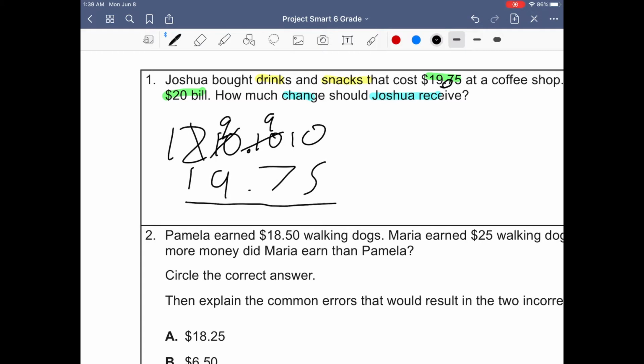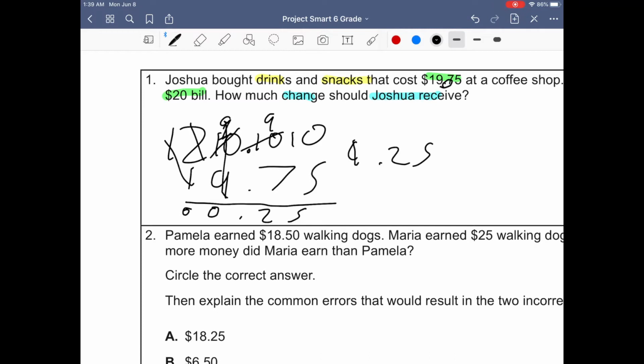Obviously, 1 and 1 cancel each other out, so that's 0, and 9 and 9 cancel each other out, that's 0. 9 minus 7, you take away 7, that's going to be 2. And then 10 minus 5, well, obviously that's going to be 5. So your answer should be 25 cents. You can put the cent sign if you want.